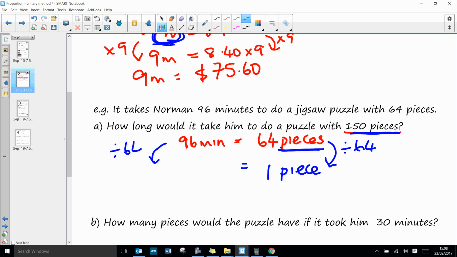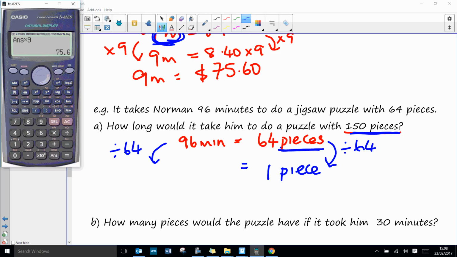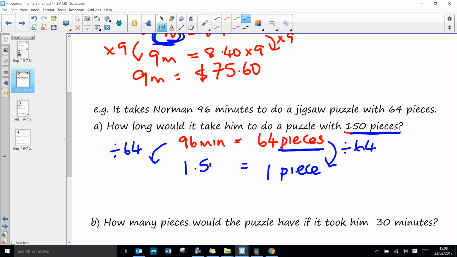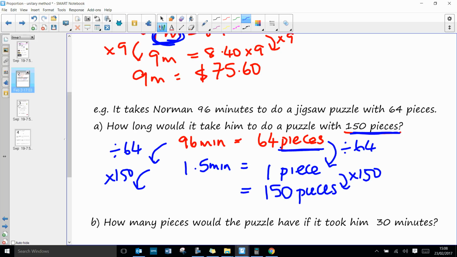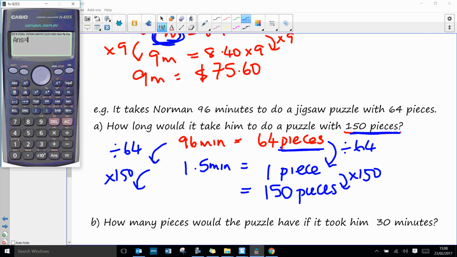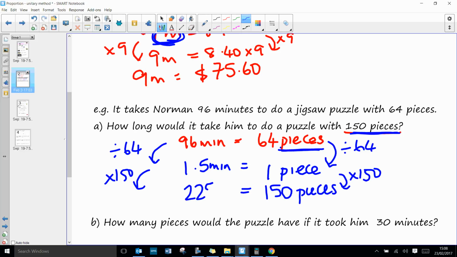So we would do the same on this side: 96 divided by 64. That's 1.5 minutes. Now we say it's 150 pieces, so we're going from the 1 to 150. So we've multiplied by 150, and we do the same on this side. 1.5 multiplied by 150 gives us 225 minutes. So it would take him 225 minutes.